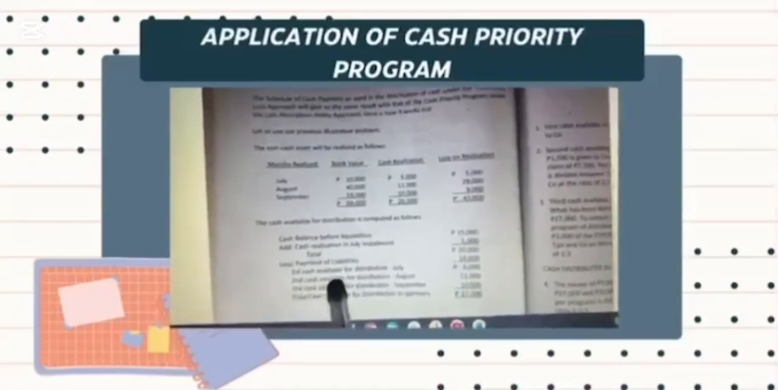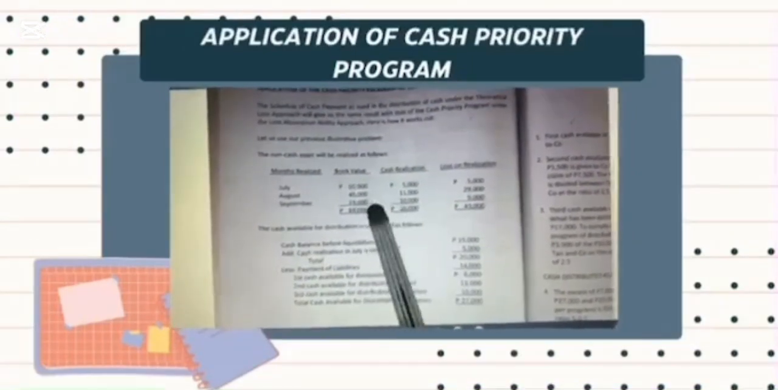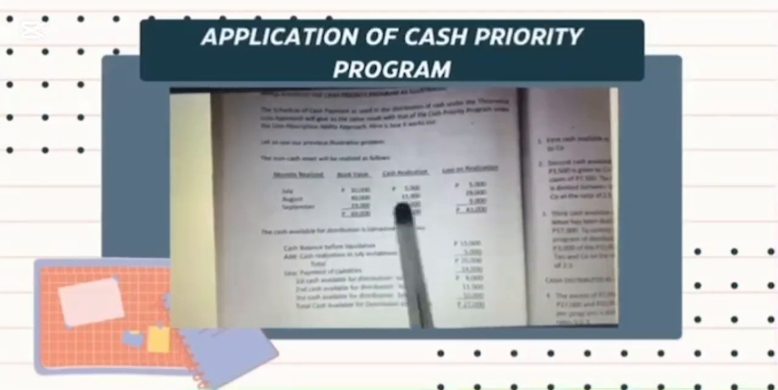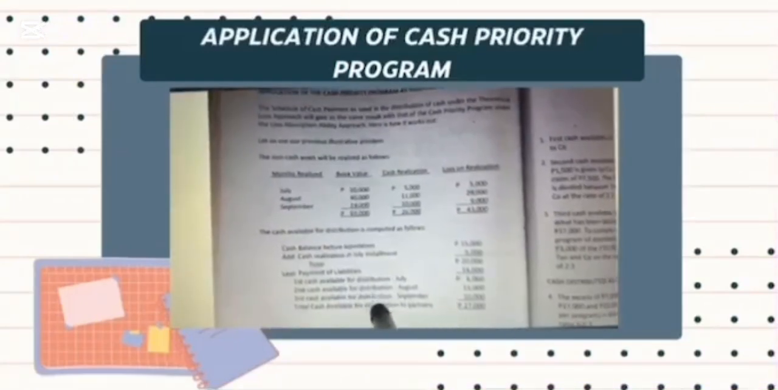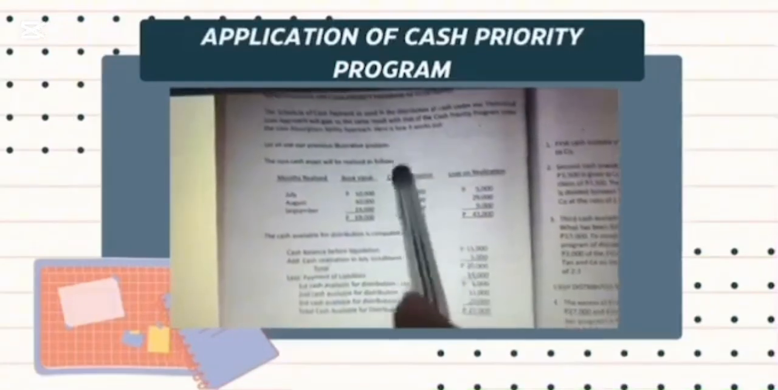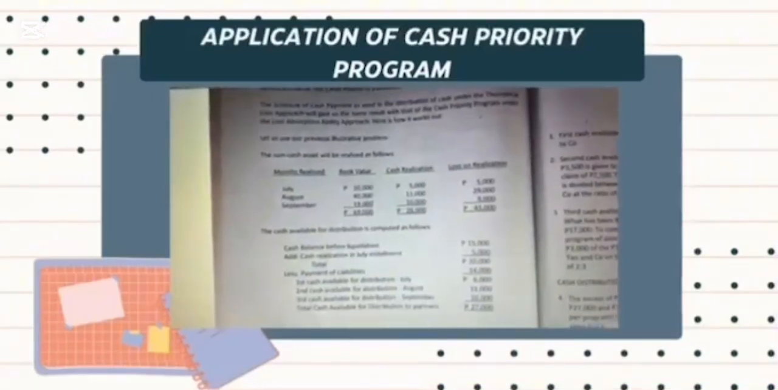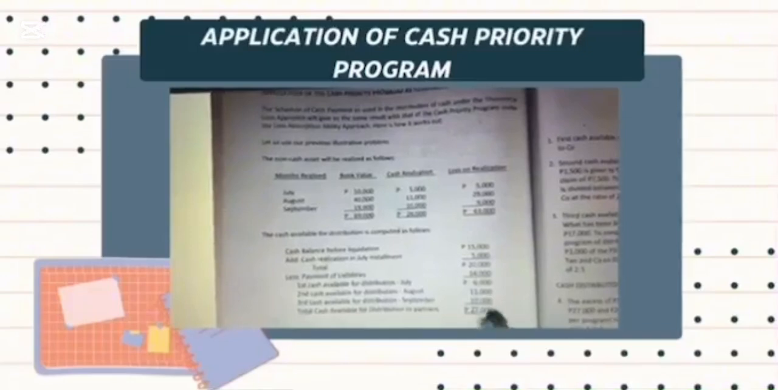So the second cash available for distribution, of August, is 11,000, as you can see in the illustration. The third cash available for distribution, of September, is 10,000 cash realization. So the total cash available for distribution to partners is 27,000.